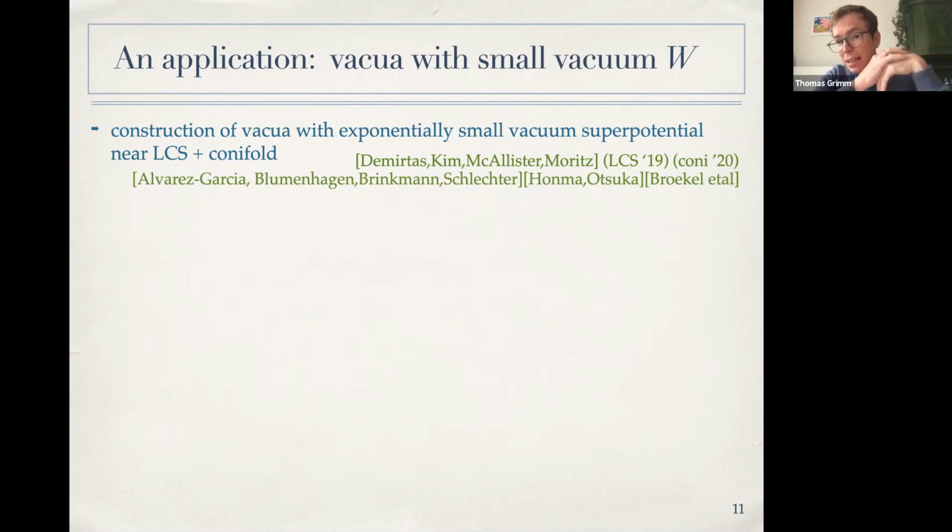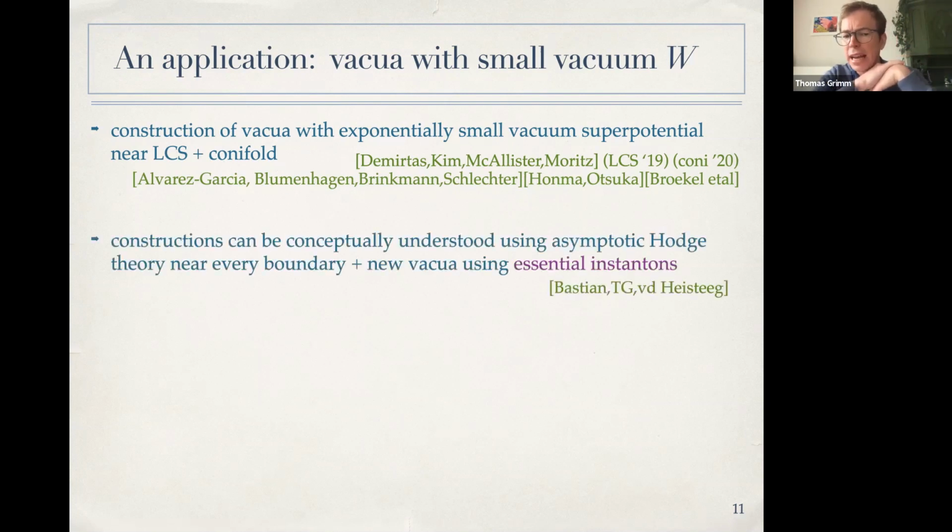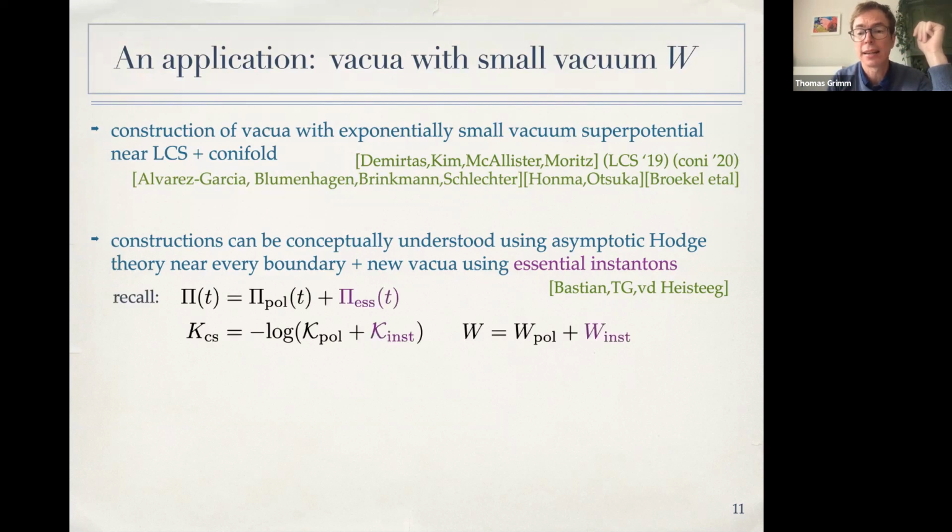But there are also practical applications, as we showed in the paper which appeared on Monday. Namely, one can construct vacua with exponentially small superpotential. This has been done before, and there was a nice algorithm suggested in these papers here, especially the first paper, and they carried this out near the large complex structure and the conifold point. What we succeeded in is explaining how one conceptually understands this construction in asymptotic Hodge theory near every boundary, not just in these specific cases. And we also construct new vacua using essential instantons. In fact, one should say that in Hodge theory, this kind of setting where you have exponentially small quantities has been studied, and it is called the extended locus of Hodge classes.